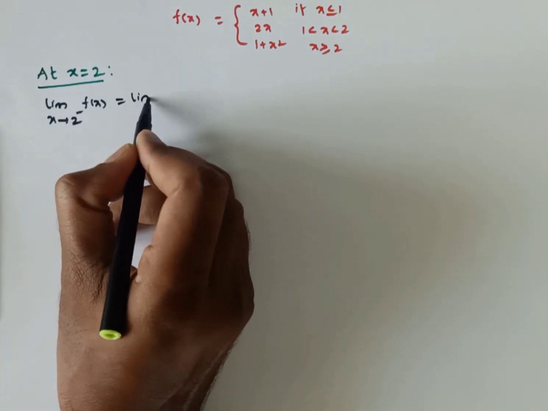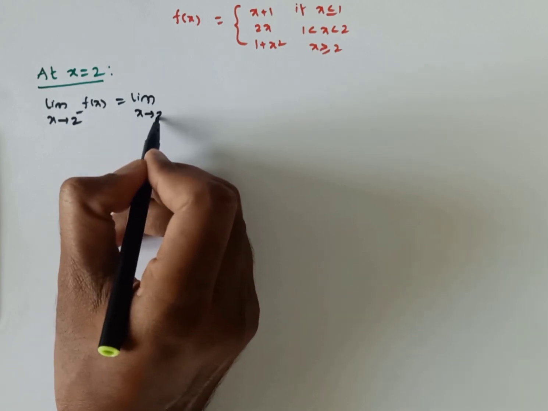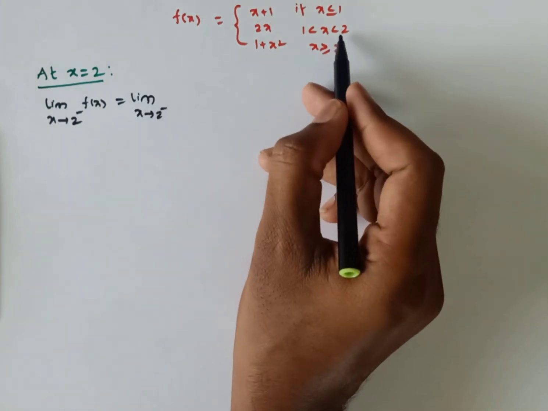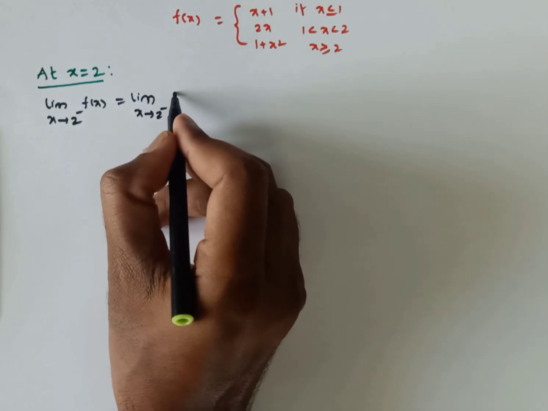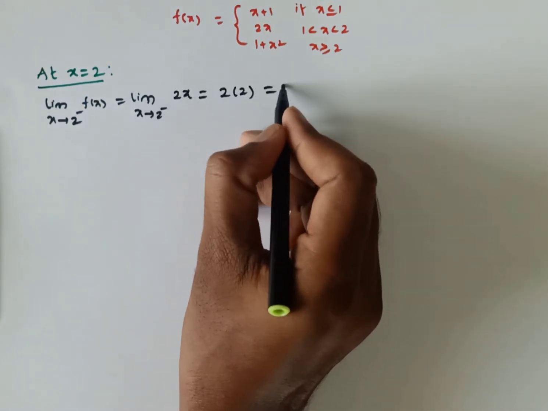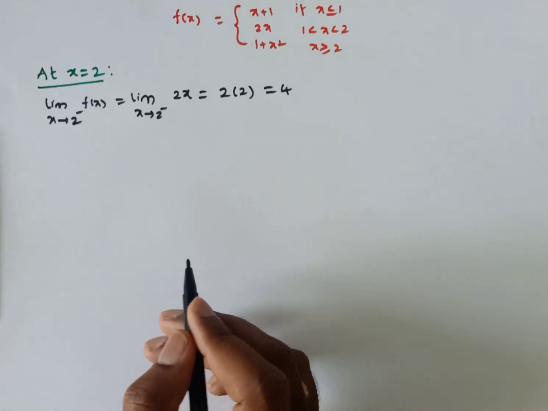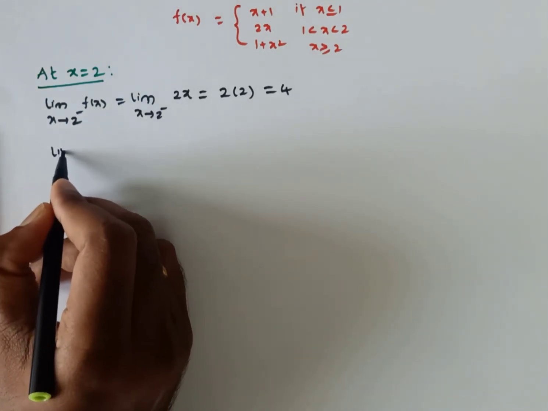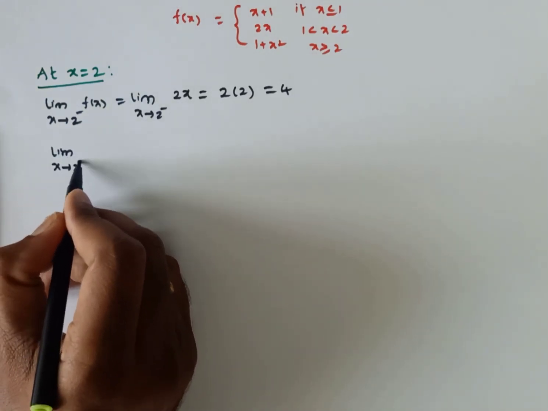So x less than 2 అయినప్పుడు ఫంక్షన్ ఏం డిఫైన్ చేసింది, limit x tends to 2 minus f of x. So x is less than 2, therefore it is 2x. That means 2 into 2, which is 4. So left hand limit at 2 is 4. And right hand limit అనుకోండి, limit x tends to 2 plus f of x.